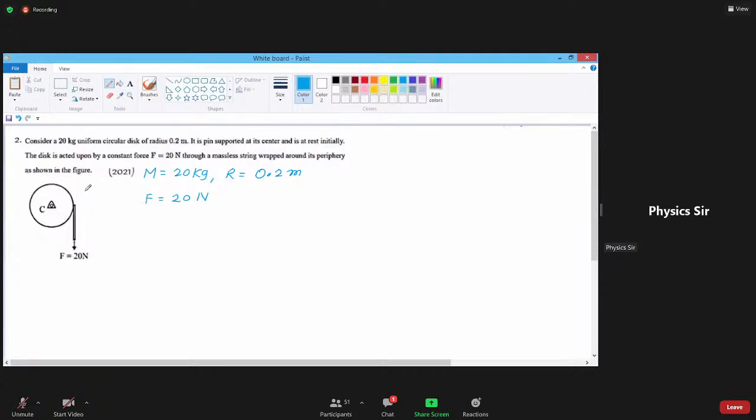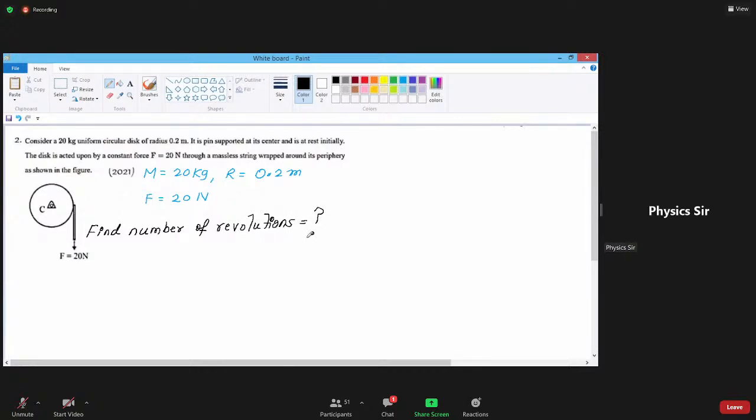As shown in the figure. So this part is missing. Find the number of revolutions. What do you have to find? You have to find the number of revolutions.